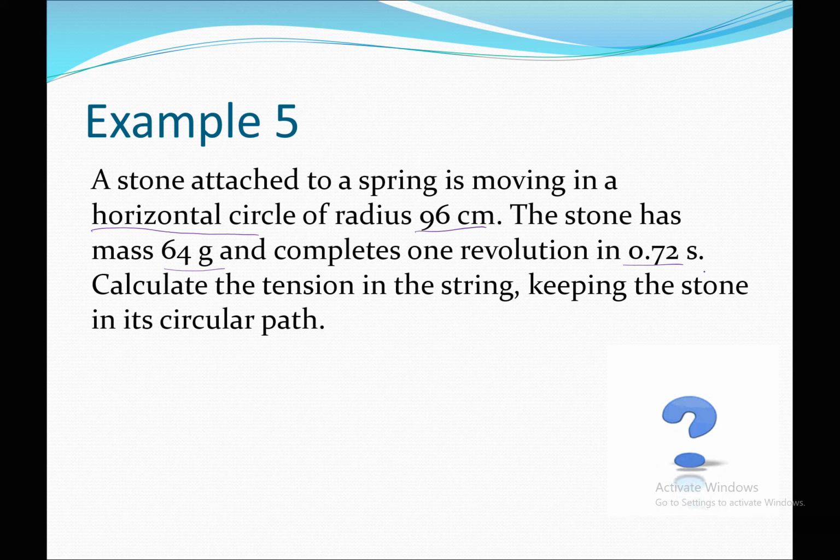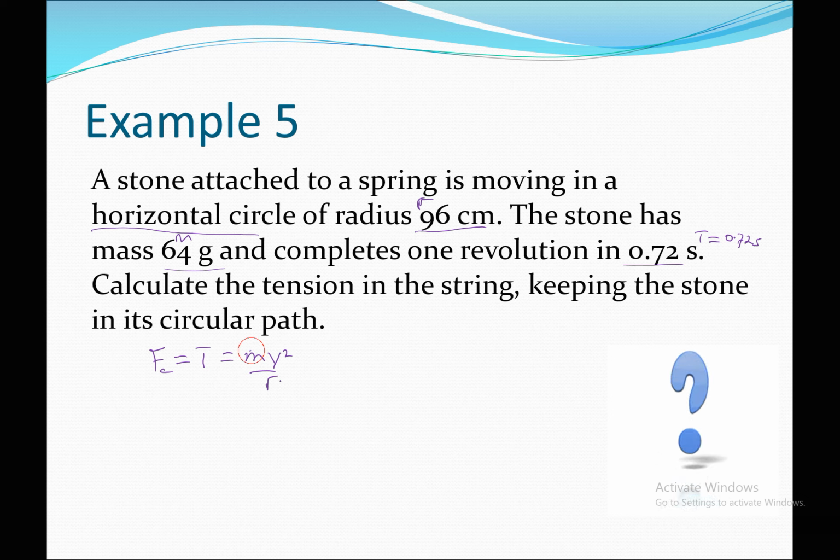So the stone has a mass of 64 grams and it is completing one revolution in 0.72 seconds. So this is the period. The period is 0.72 seconds. The radius is 96 centimeters, so this is r, and this is the mass. So calculate the tension in the string keeping the stone in its horizontal path. Because it's moving in a horizontal circle, the centripetal force is equal to the tension in the horizontal, which is equal to mv squared divided by r.